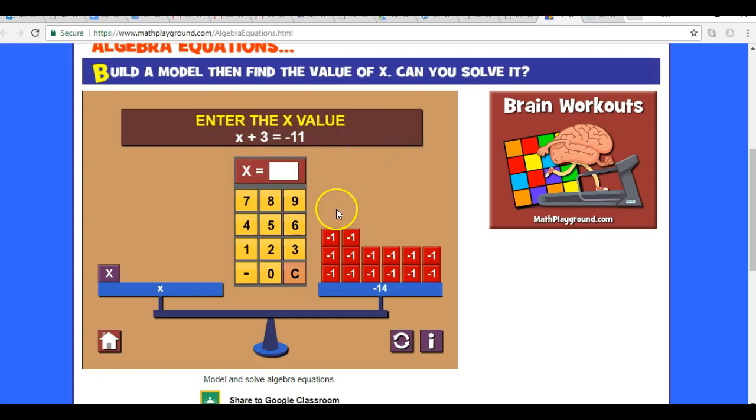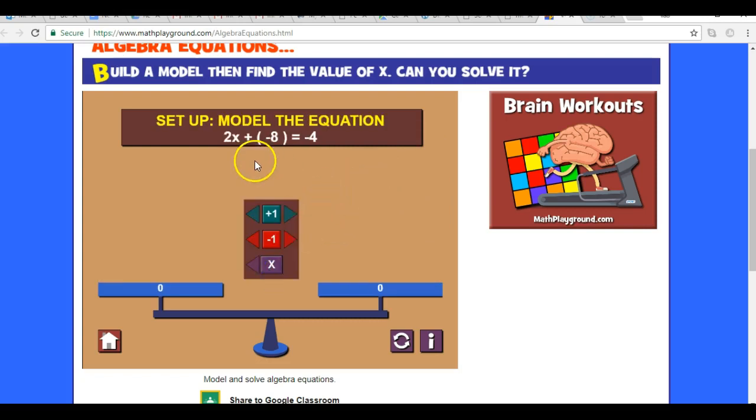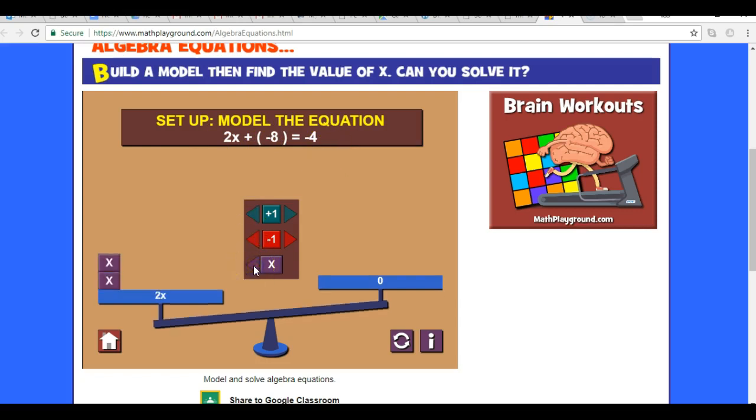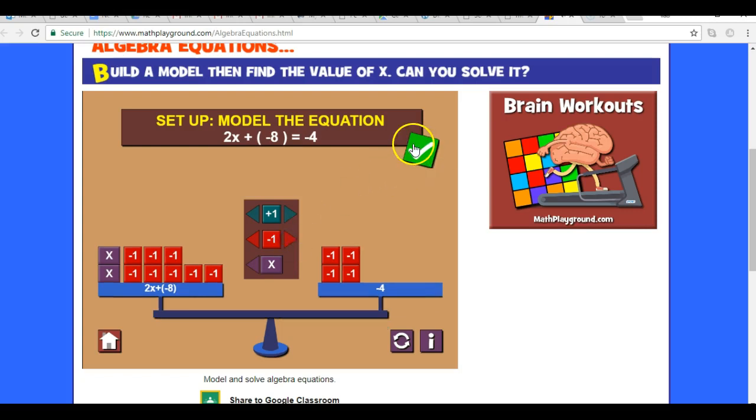So I click my check, and it asks me to type in what my answer is. And if I get it right, it will give me a huge check mark. So that's modeling one-step equations. You can always model two-step equations, which is a little bit different. This asks me to model 2 times x plus negative 8 equals negative 4. So we'll try that. I'm going to get 2 times x plus negative 8 equals negative 4.